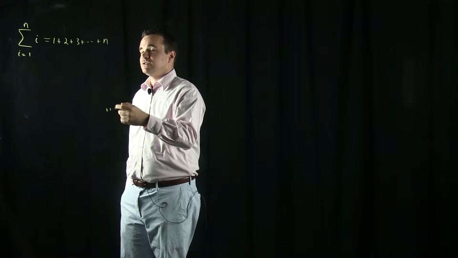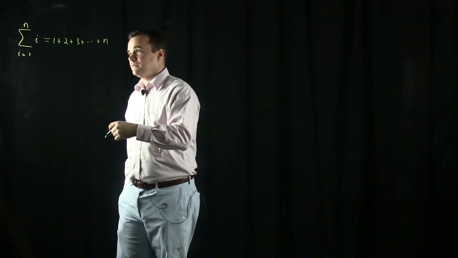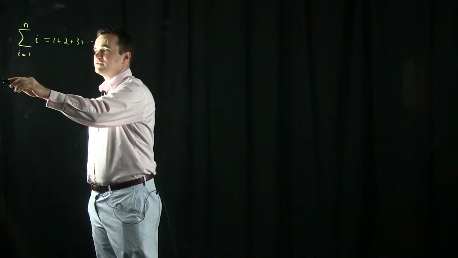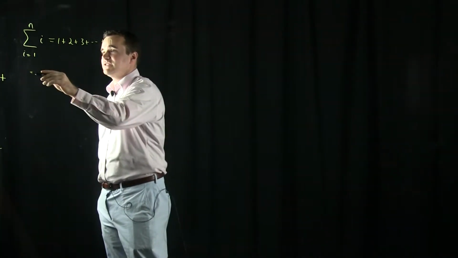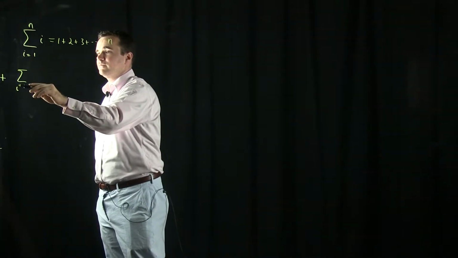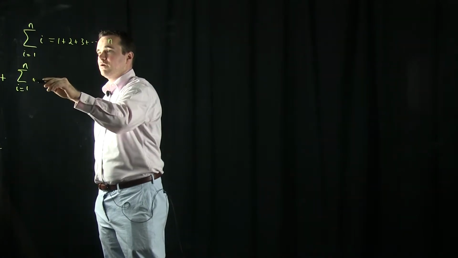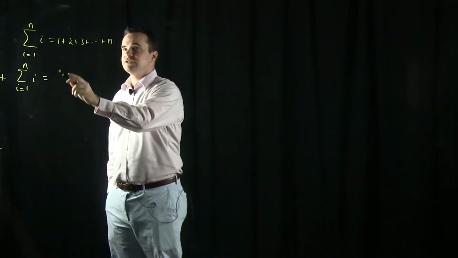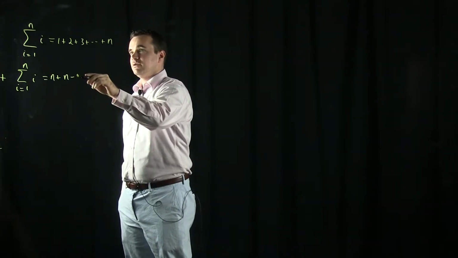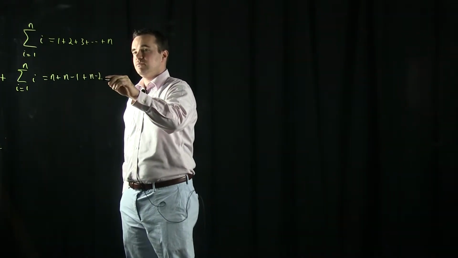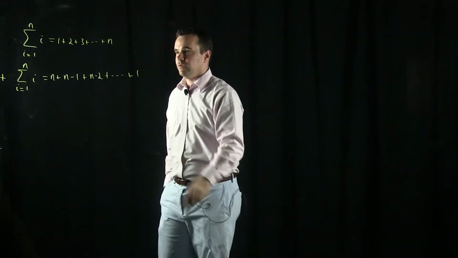Say you want to calculate this value. Well, whatever the value is, it certainly exists. It's equal to something. So let's add it to itself. I'll write it out again, but this time I'll write it in reverse order: n plus n minus 1 plus n minus 2, all the way down to 1.